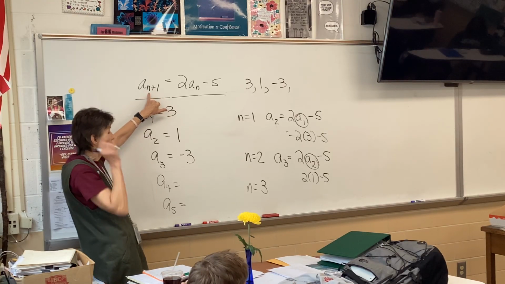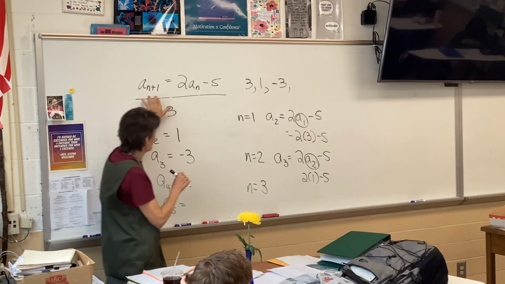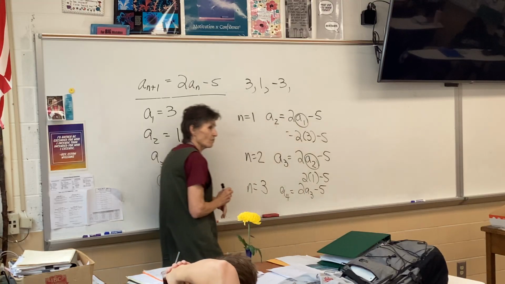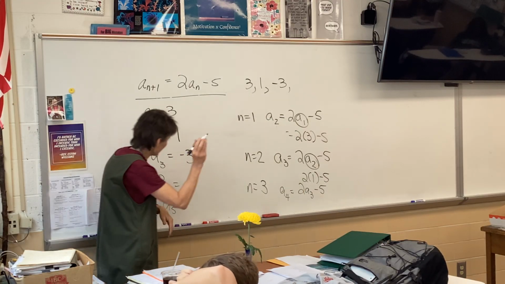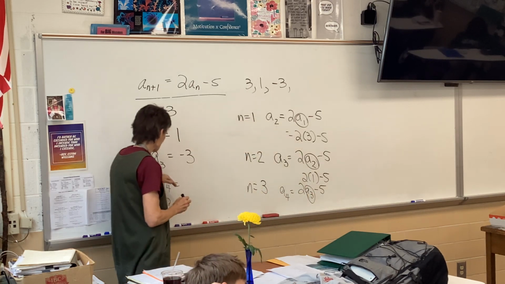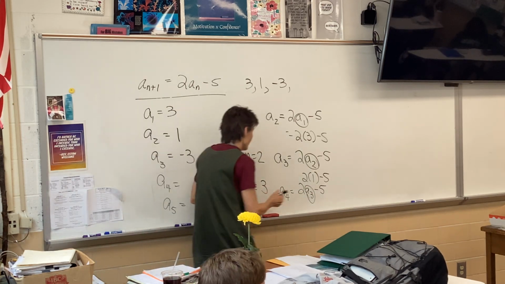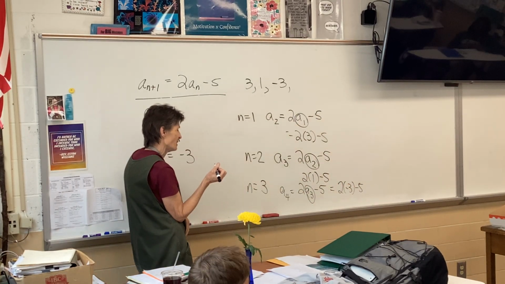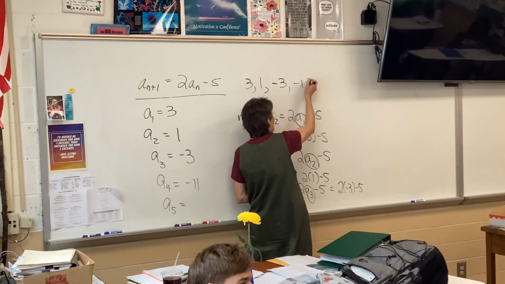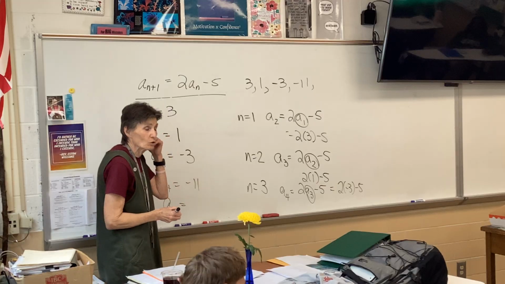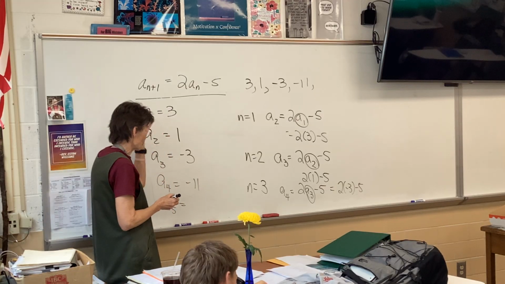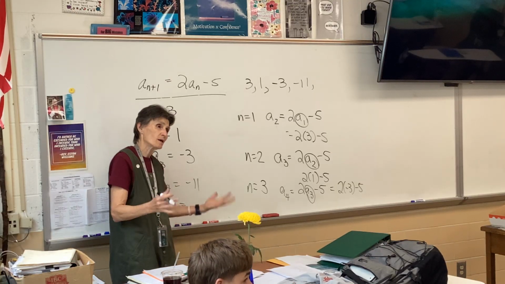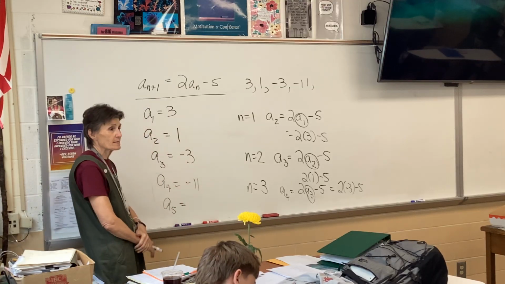A sub 4 equals 2a sub 3 minus 5. But I know a sub 3. What's a sub 3? Negative 3. So 2 times negative 3 minus 5 would be negative 11. This is not one of our special kinds of sequences. We're just generating. All right? Now you, Jimmy, you figure out a sub 5.